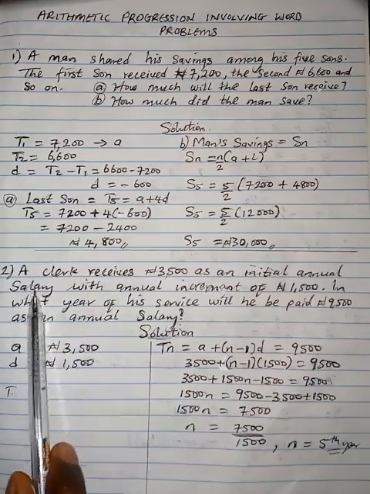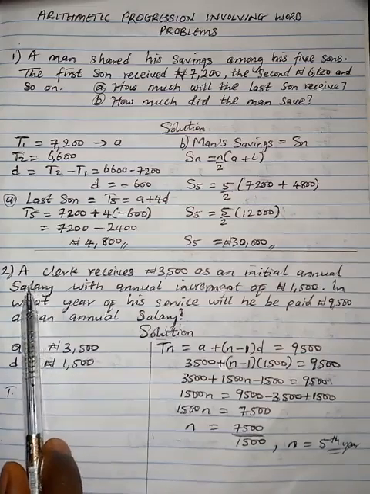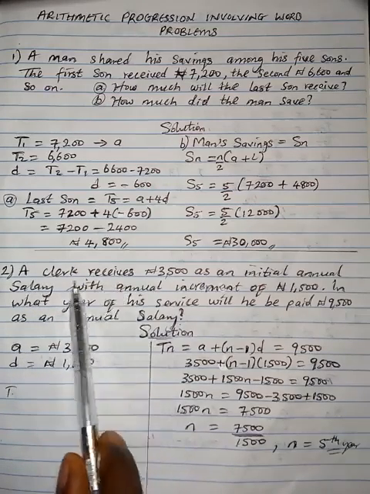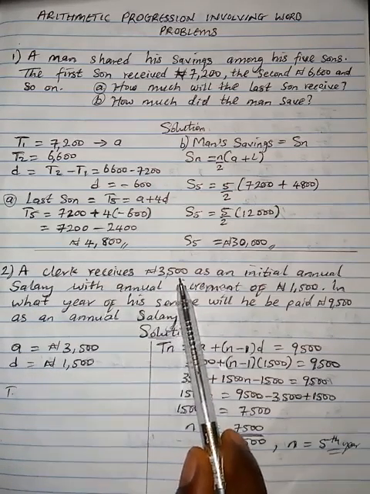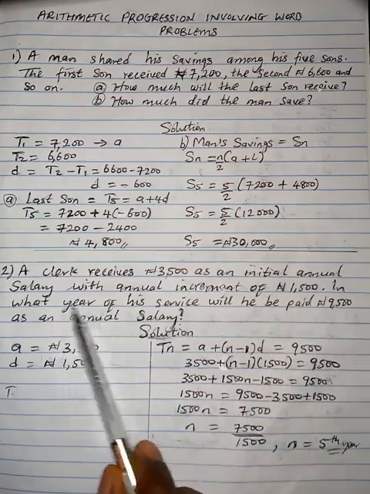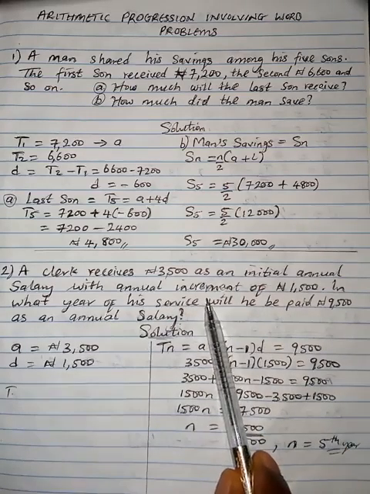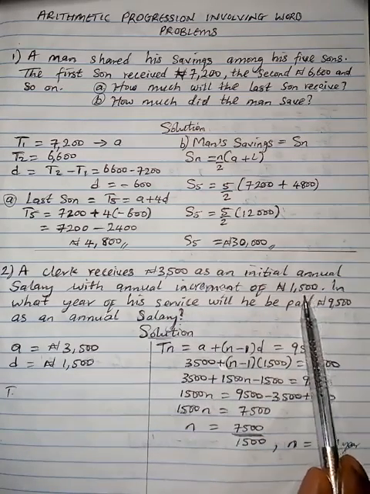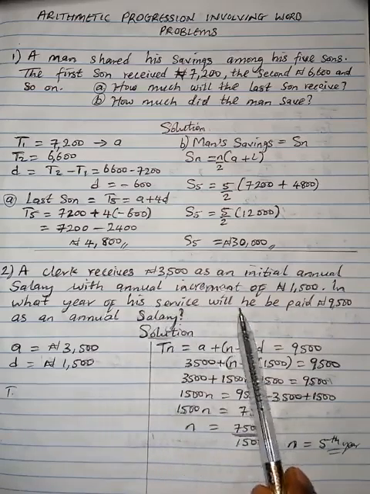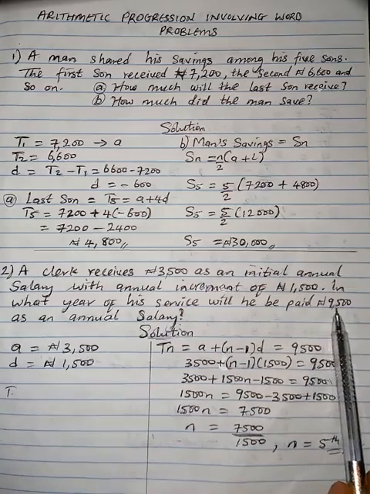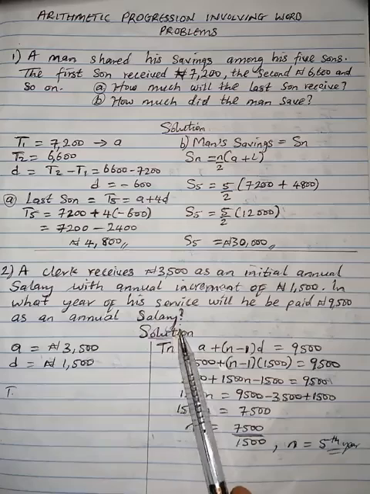All right. Now look at this other question. A clerk receives 3,500 as an initial annual salary with an annual increment of 1,500. In what year of his service will he be paid 9,500 as an annual salary?